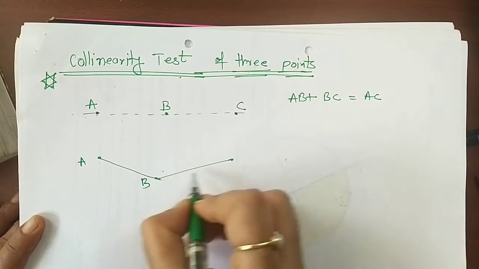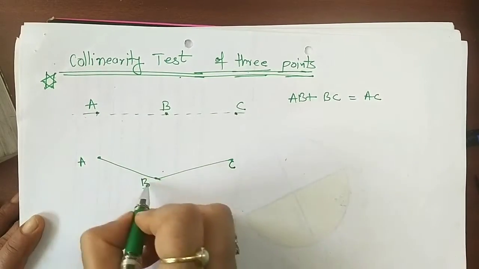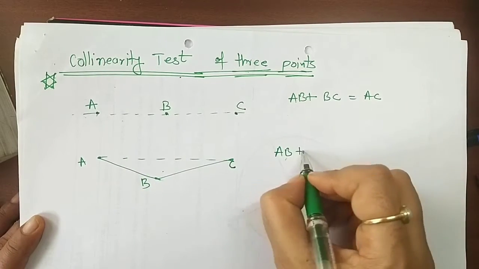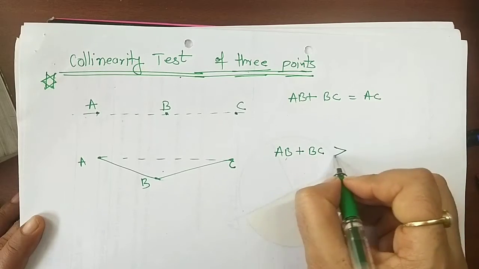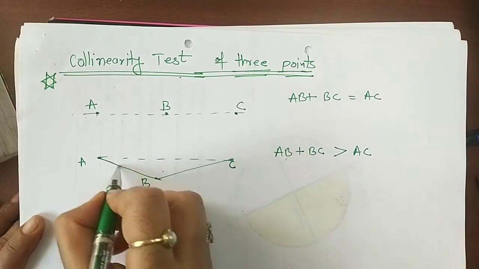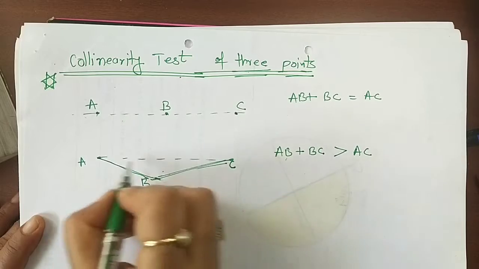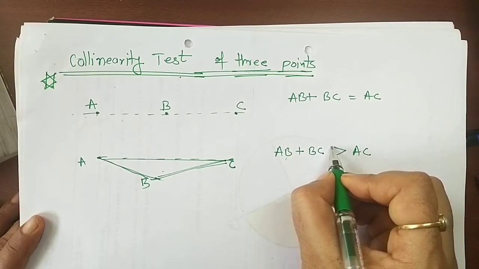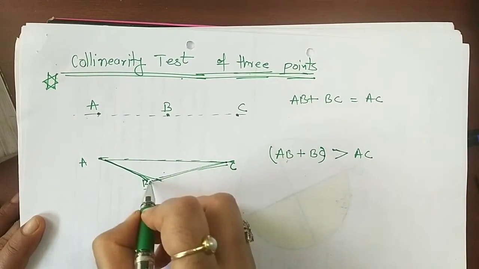If AB and BC are not in a straight line, then what will happen? Then AB plus BC will always be more than AC. You can see this sum will always be less than this by geometry. So this sum will always be more.